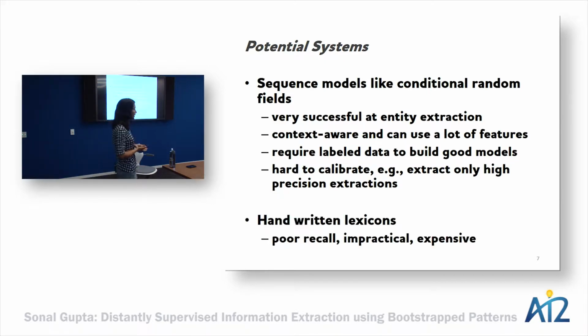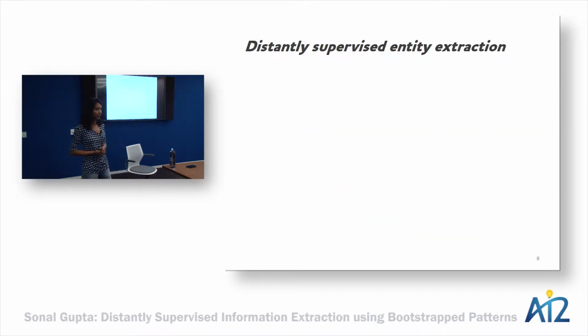And the other potential system is just handwritten lexicons that people in the non-CS world actually do. They spend their PhDs writing these ontologies and lexicons, which have poor recall because language changes all the time. And it's impractical and expensive.